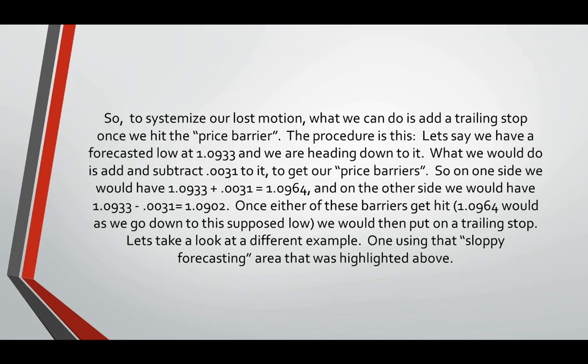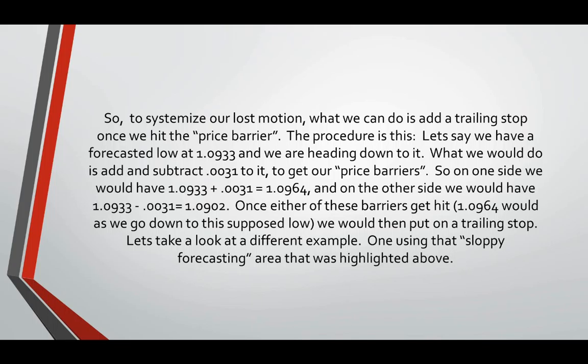Okay, so on one side we would have 1.0933 plus our price lost motion of 0.0031 equals 1.0964, and on the other side we would have 1.0933 minus 0.0031, which again is our lost motion. Okay, so we would have two bands here. We'd have one at 1.0964 and one at 1.0902. And these bands would encompass our lost motion on either side, high and low.